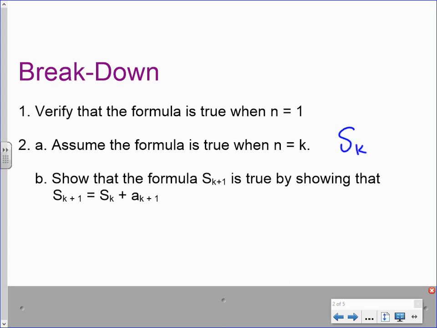So when we assume the formula is true for K, we're going to have a sum of K terms. Okay? Well, if we look at the sum of K plus 1 terms, that's just the sum of the K terms, and then we add one more term to it. We add the K plus 1 term. Does that make sense? Okay.